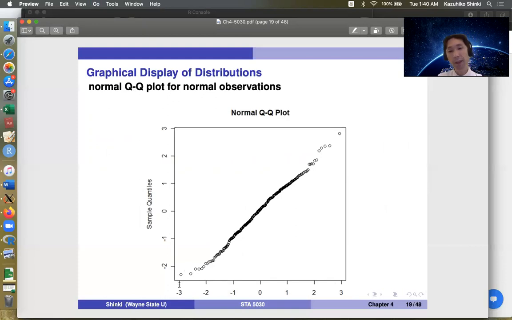Roughly speaking, you can see most points are on y equals x. Of course, some observations, especially the largest observations, are determined by chance, but still they are not far off from y equals x. Okay, so this is a typical example of the QQ plot. In the next video, I would like to explain more examples.